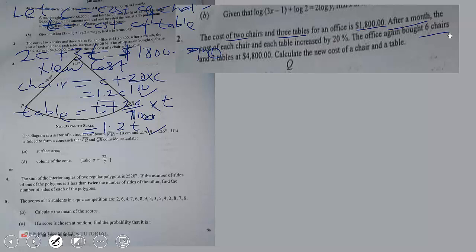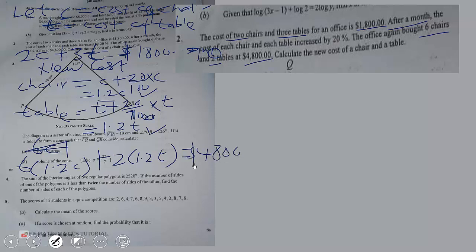6. So 6C, adding it, 6 times 1.2 C, which is the new cost. Adding it to 2 tables, 2 times 1.2 T will be equal to the new cost, which is $4,800. That's huge money.